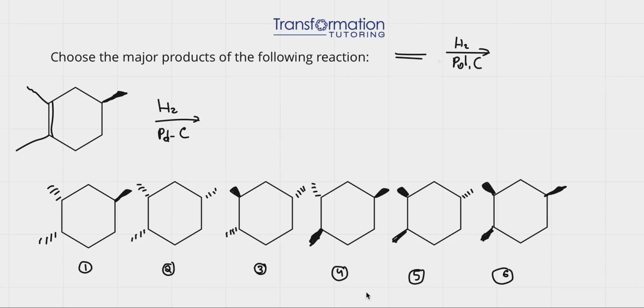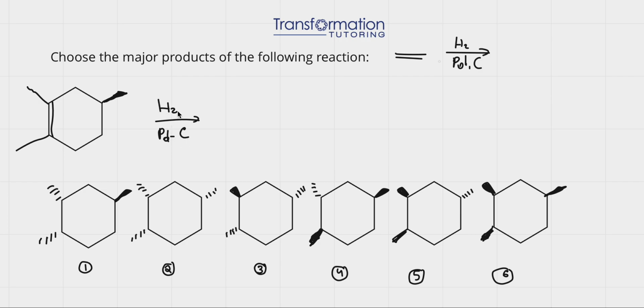Choose the major products of the following reaction. And as you can see here, we have a cyclohexene, and we have to pay attention that there is a double bond. So this is an alkene reaction, and our reagent is H2/Pd/C, which is hydrogenation.